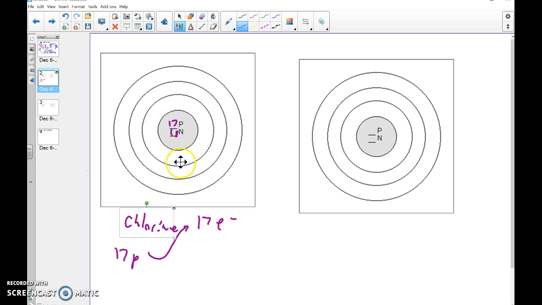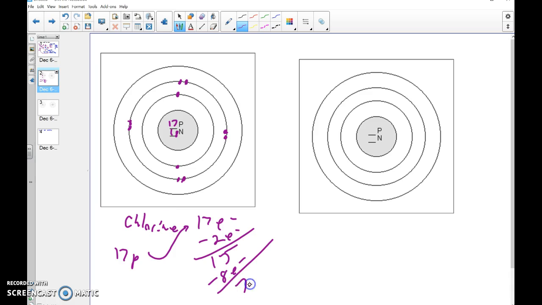So I am going to place 1 electron and 2 electrons in the first energy level. So I take away 2. That leaves me with 15. Now the next energy level can hold 8. So I'm going to take away 8. And that leaves me with 7. So let me put the 8. 1, 2, 3, 4, 5, 6, 7, 8. So I put my 8.